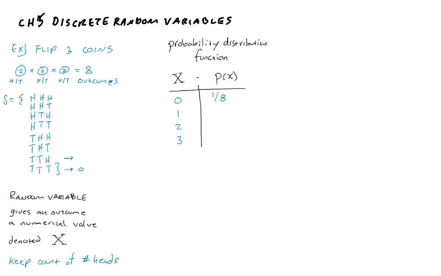If we want to look at 1 head, we're going to have these 3 here, where you could have heads, tails, tails, or tails, heads, tails, or tails, tails, heads. So it's going to be 3 out of 8. And if we want to get 2 heads, again, we're going to have 3 out of 8. Then all 3 heads is going to give us 1 out of 8. So a probability distribution function assigns the random variables the probability, but it accounts for the entire sample space.